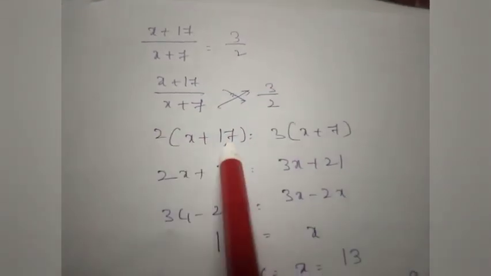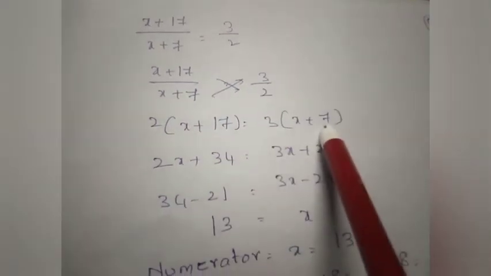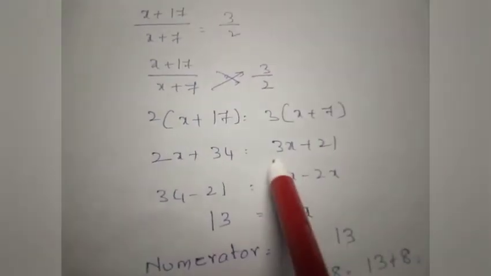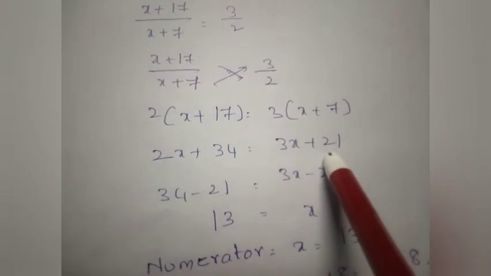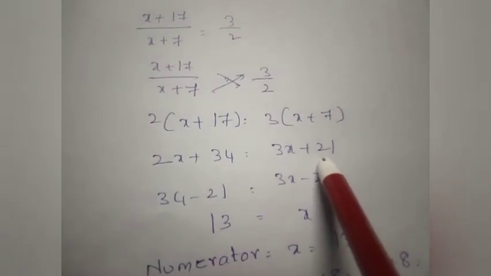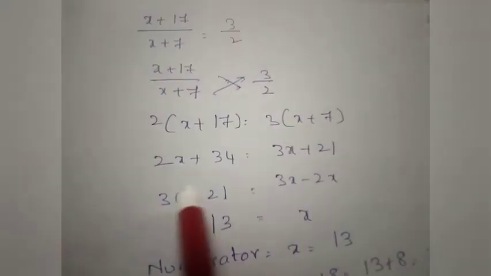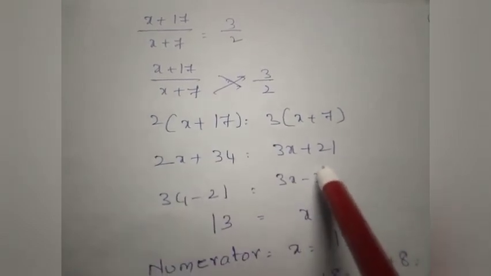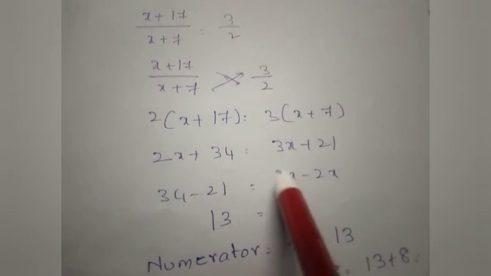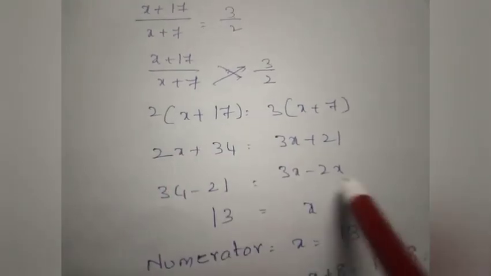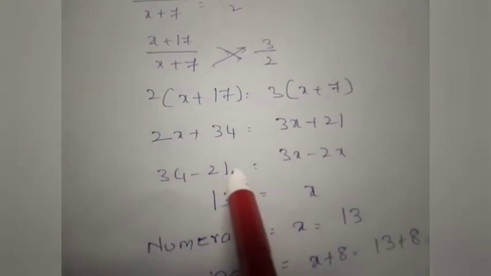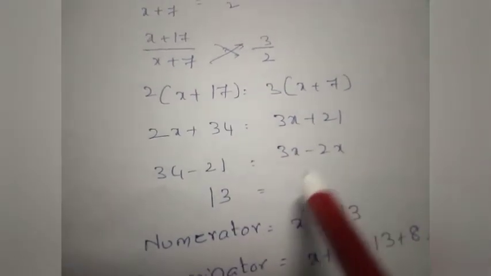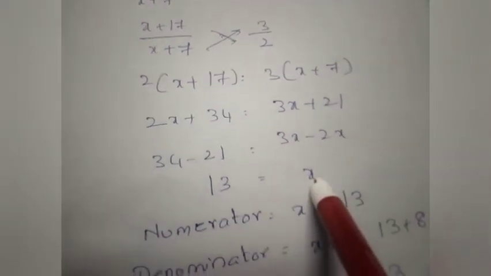Now 2 into x plus 17 is equal to 3 into x plus 7. 2 into x, 2x, 2 17s are 34, is equal to 3 into x, 3x, plus 3 7s are 21. Now bring all the constants to one side and variables to the other side. So the constant term 34, bringing this constant term here, that is 34 minus 21, is 13, and 3x minus 2x is 1x, that is nothing but our x. So x is equal to 13.